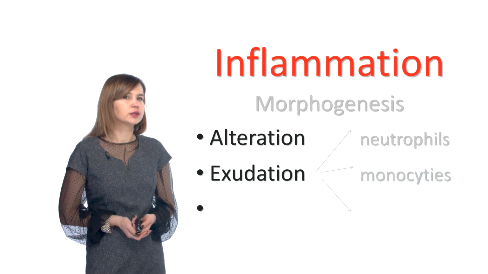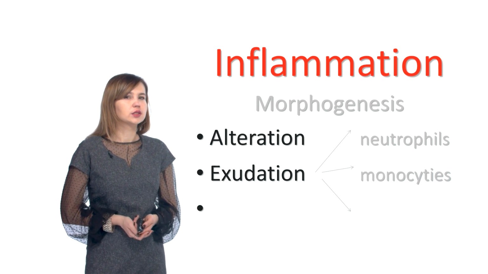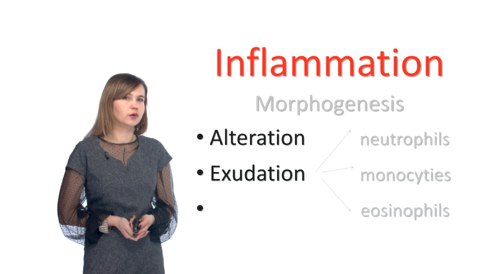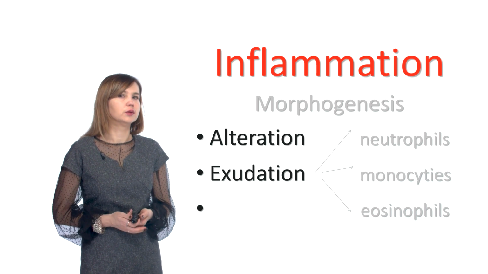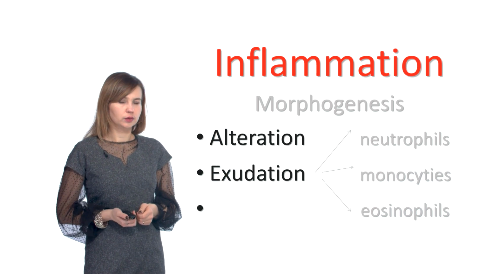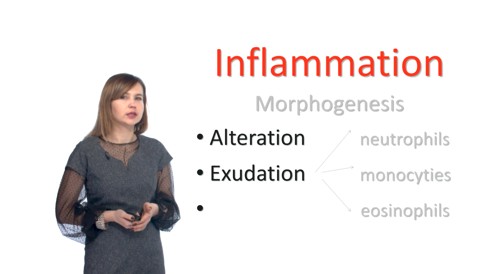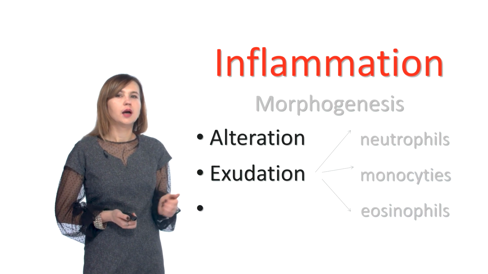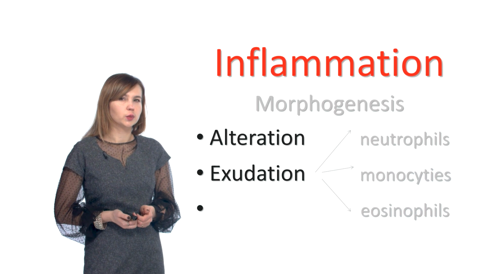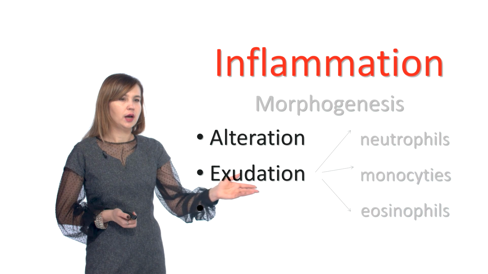A cluster of cells in tissue is called inflammatory cellular infiltrate. The composition of exudate cells is different. During the first 24 hours, exudate consists of polymorphonuclear neutrophils. Between 24 and 48 hours, there are predominantly monocytes and macrophages. When the inflammation is associated with a reaction of immediate hypersensitivity, exudate consists predominantly of eosinophils.